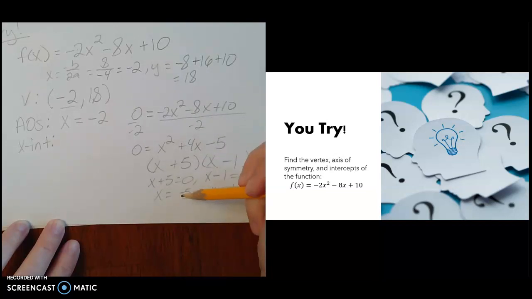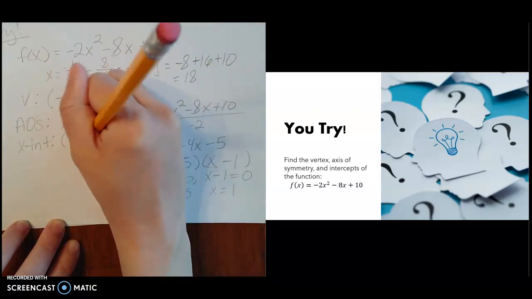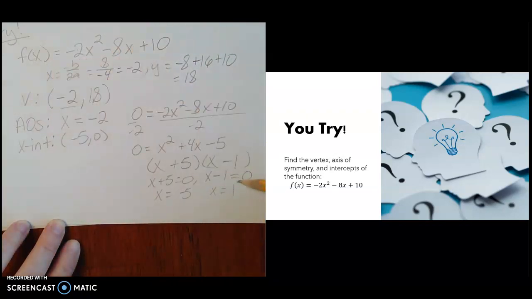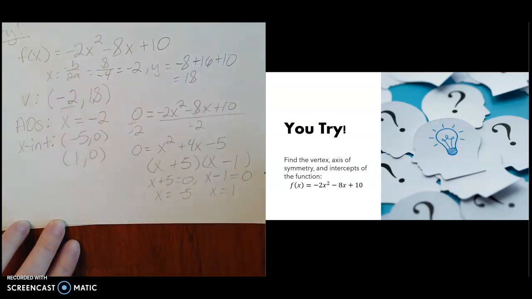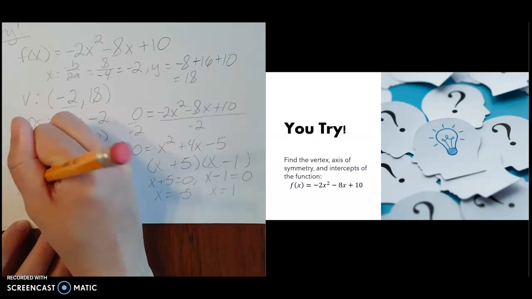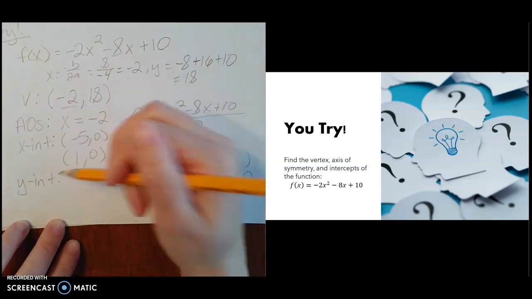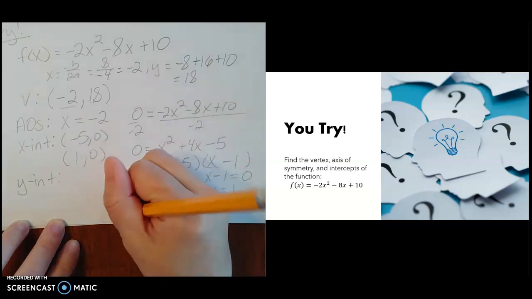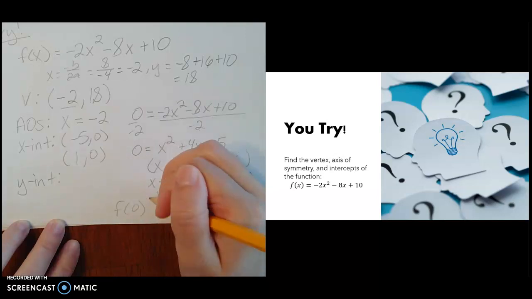So what that means for me is the negative 5 for the x value means that I have an x-intercept at negative 5, 0. The x equals 1 means I have an x-intercept at 1, 0. So there's my two x-intercepts. For the y-intercept, it's not too terrible. For the y-intercept, that happens when x is 0. So basically, for that y-intercept, I'm going to take my function, and I'm going to substitute 0 in for x and see what the y value is.